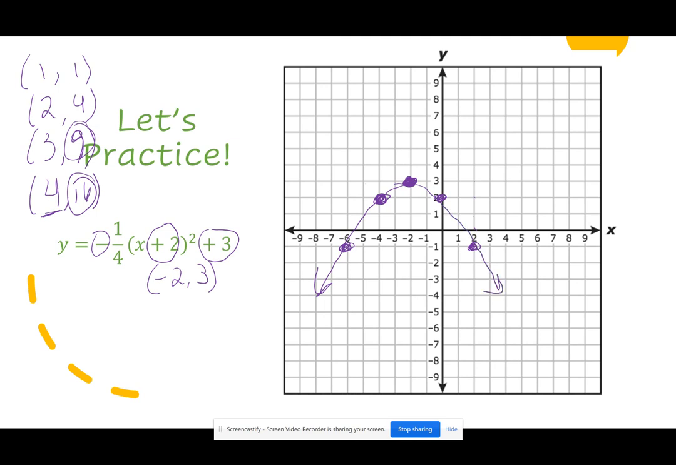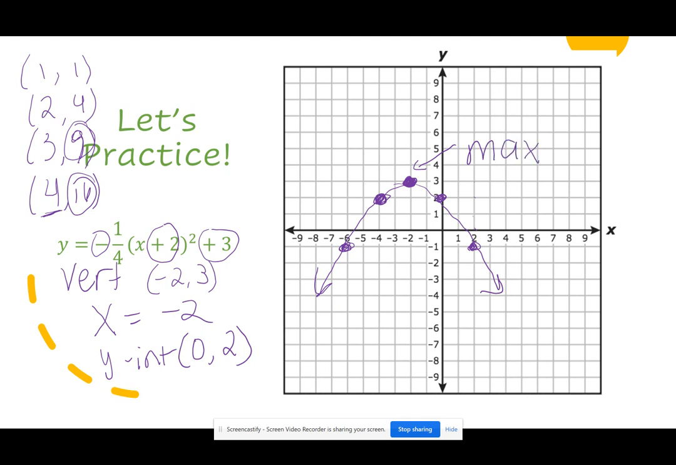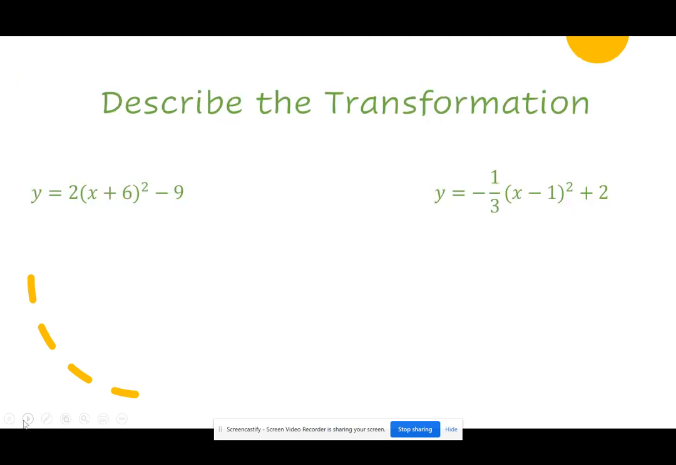And we graph it. It is much wider, which means that it was vertically compressed, because normally it would look something like this and be taller. We can say our vertex was -2, 3. Our axis of symmetry is -2. Y-intercept is 0, 2. This is a maximum because it opens downwards. I think that's about all we can say about it.